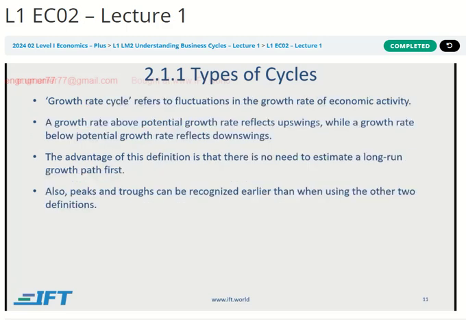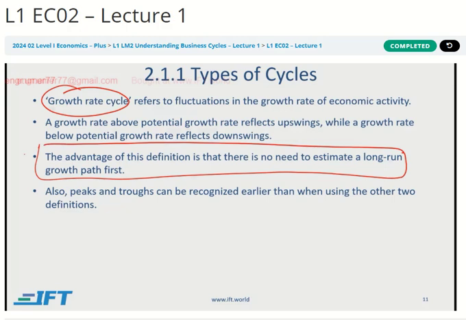And that is where we get to the growth rate cycle, and this is the best one, because the advantage of this definition is that, instead of getting into the details of the long run growth path, all you have to do is compare the rate, right? So the growth rate of this with your normal sustainable growth rate. And if you find that your growth rate is above the potential growth rate, that means you're in that expansion or upswing. And vice versa, if you're below the potential growth rate, that means you're in a downswing.